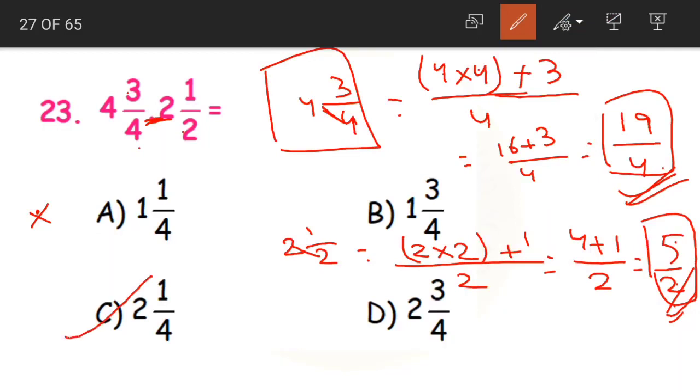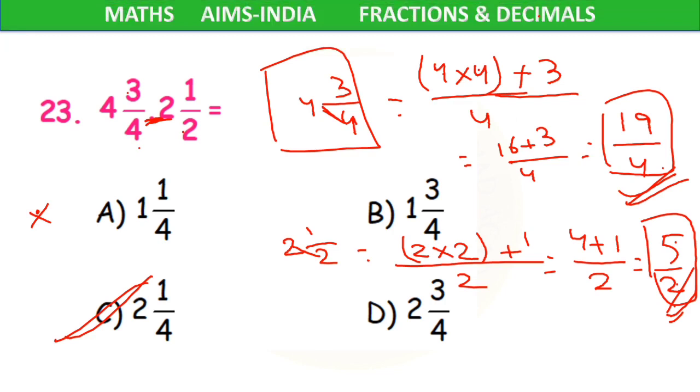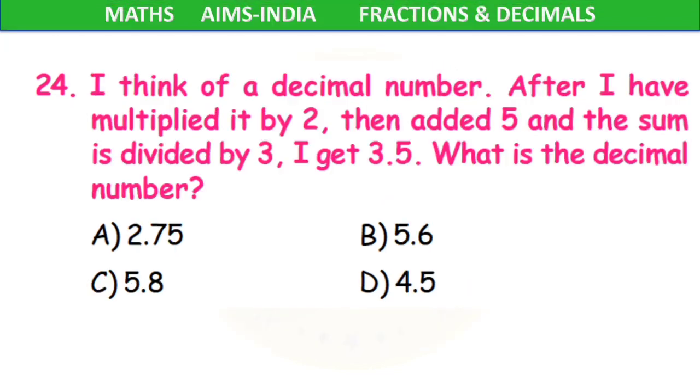Yes, which is that? Option C. 2 1 by 4 is our correct answer. Understood, children? Question number 23.